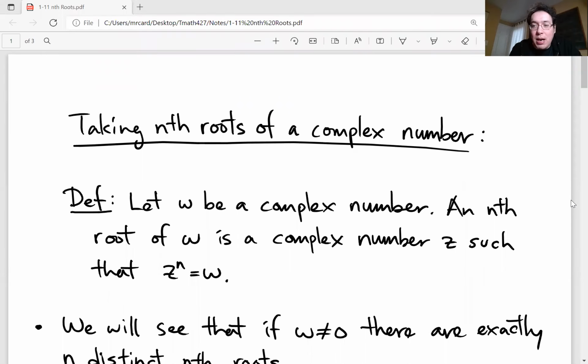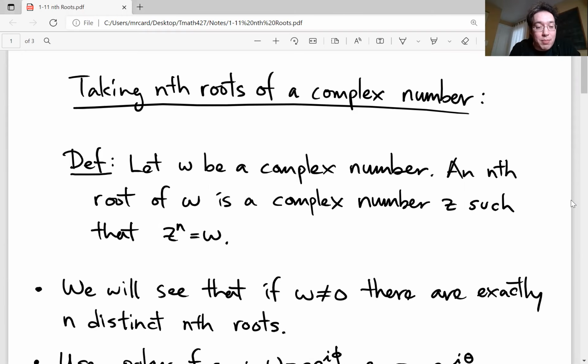Okay, so let's talk about what nth root is. If W is a complex number, nth root of W is a complex number Z such that if you raise that number Z to the nth power, you get W. Okay, so no surprise, I hope, there.